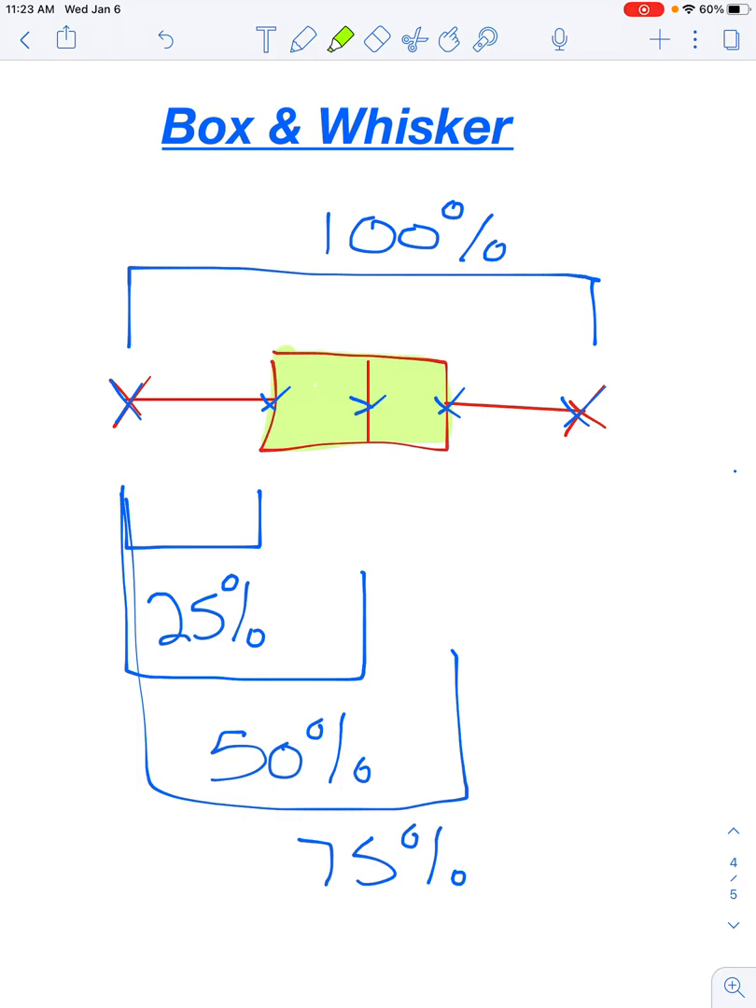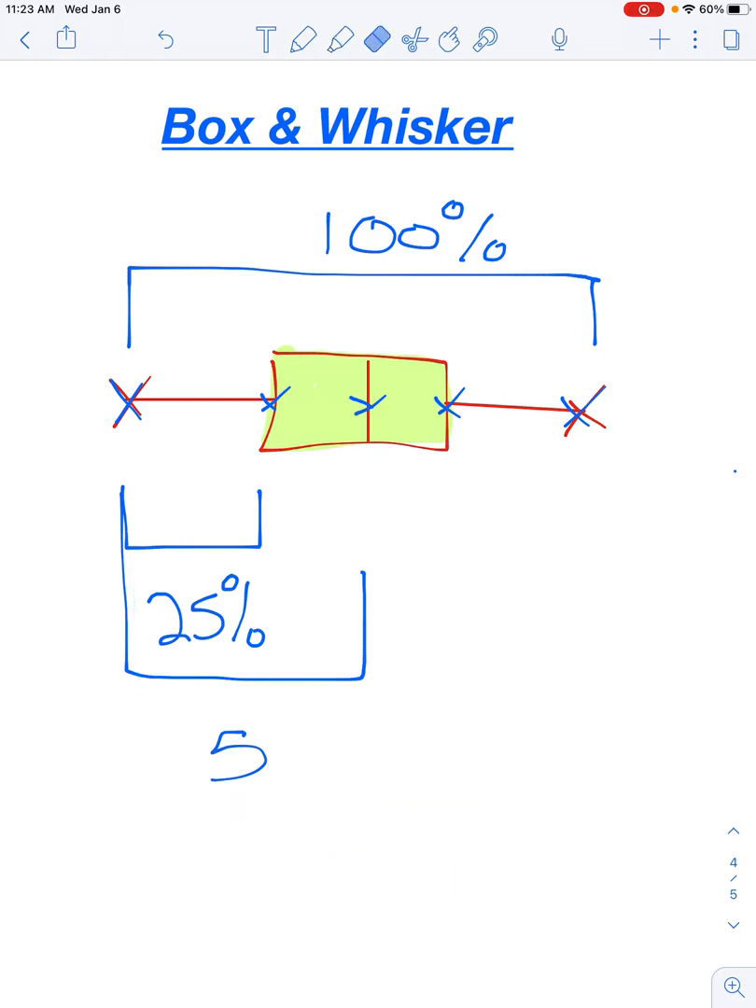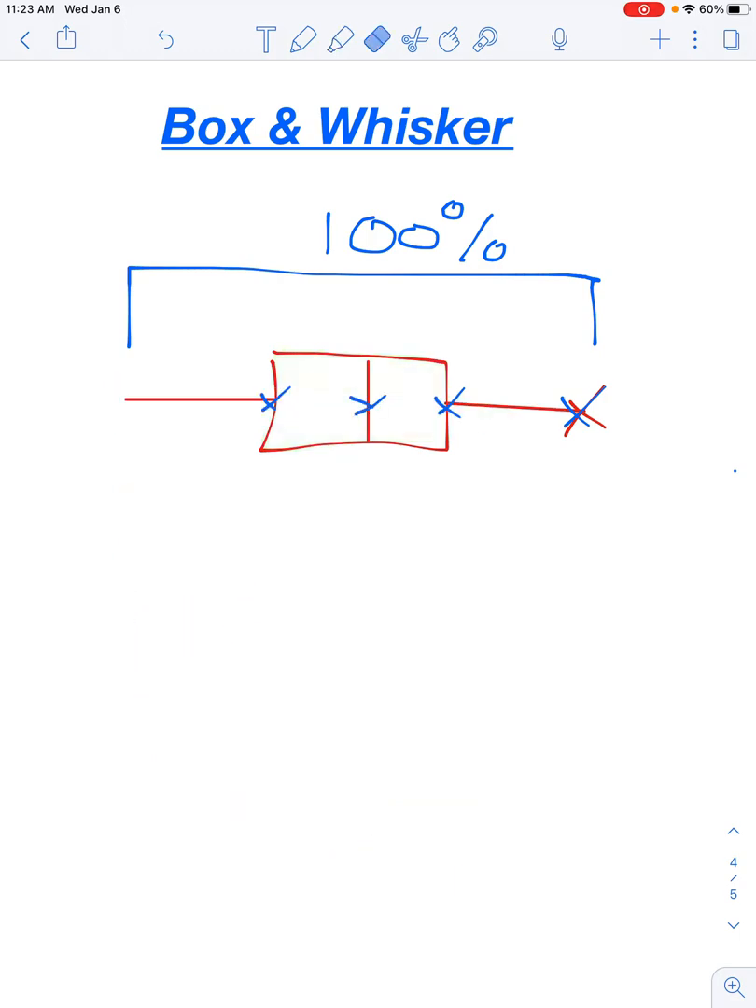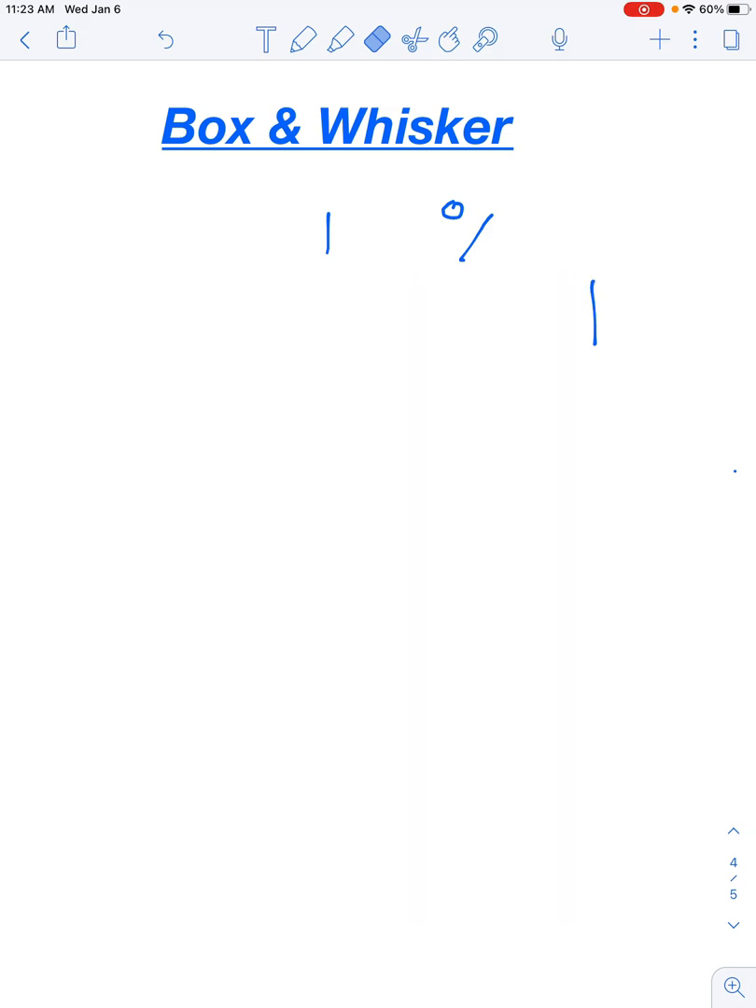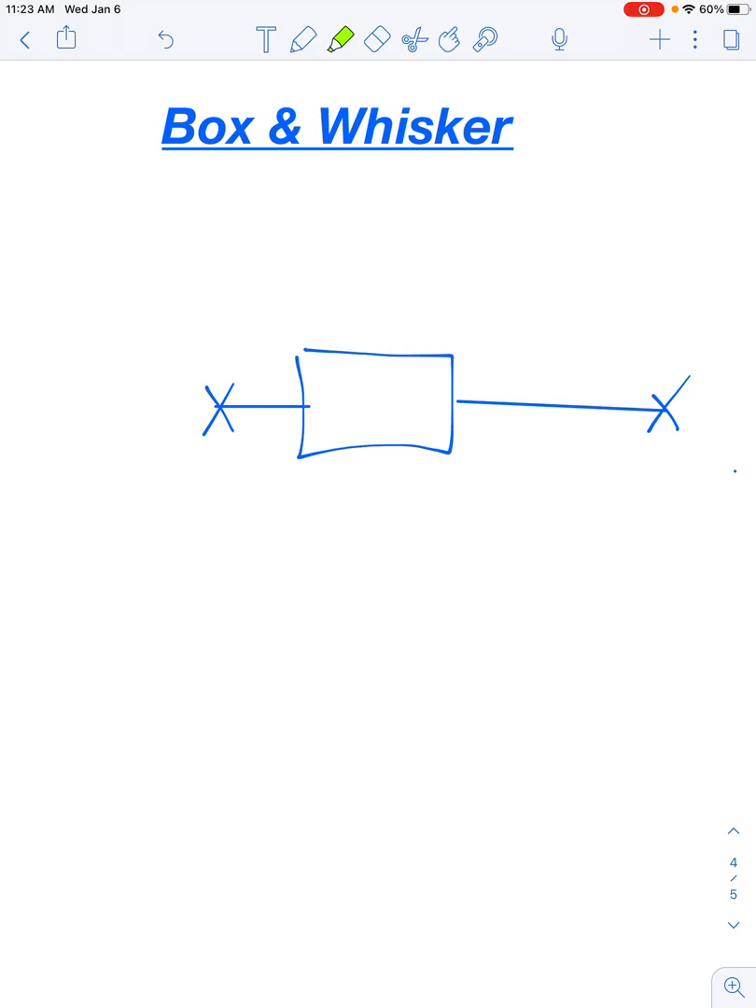Another good question that came in an email was, it said, Mr. Best, one of the things that I don't understand, you tell us that these sections are 25%, but how could this be? For instance, how can this be if I have a box and whisker that looks like this, and this guy has a whisker that looks like that, and this guy has a whisker that looks like this? How on earth is this right here 25%, yet this guy's so much longer and it's still only 25%? And that is a really, really good question.